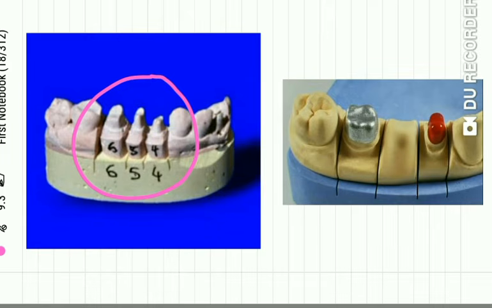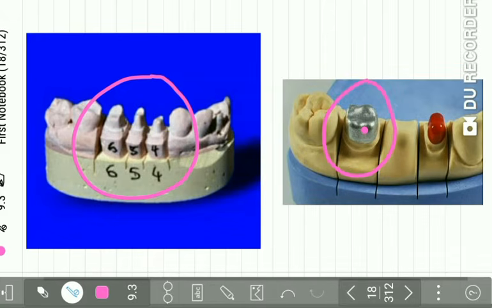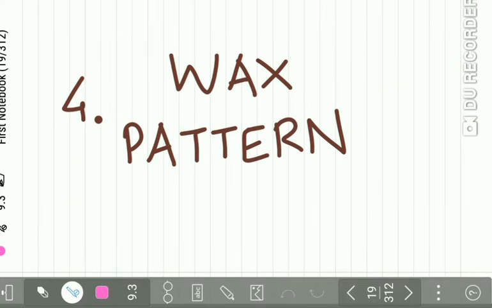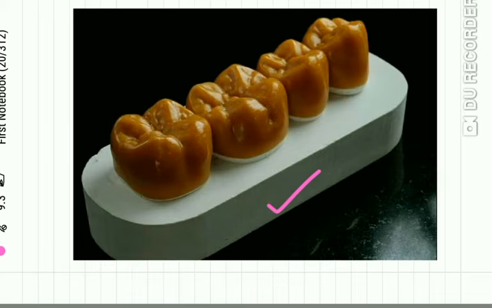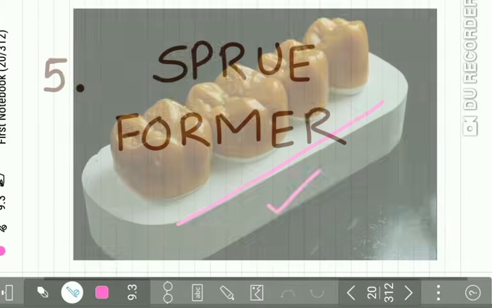Also on the die, a die spacer coating is applied. As you can see here, silver colored is the die spacer coating. This is called a die. Now the next step is preparation of wax pattern on the die. Type 2 inlay wax is used to prepare the wax pattern. As you can see here in this diagram, these are the prepared wax patterns on the dies.